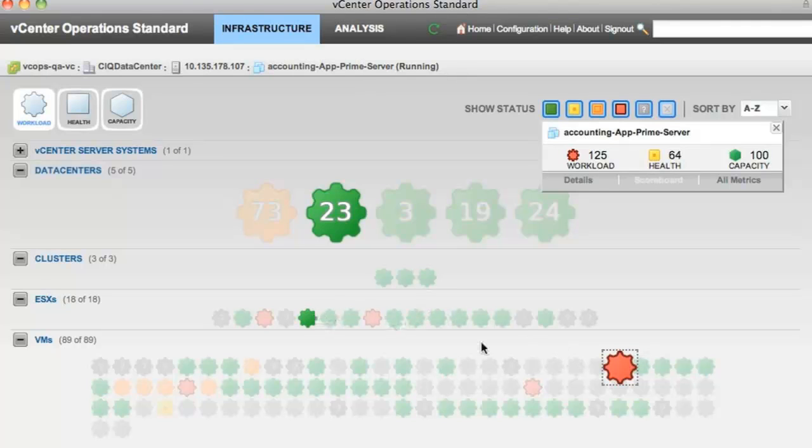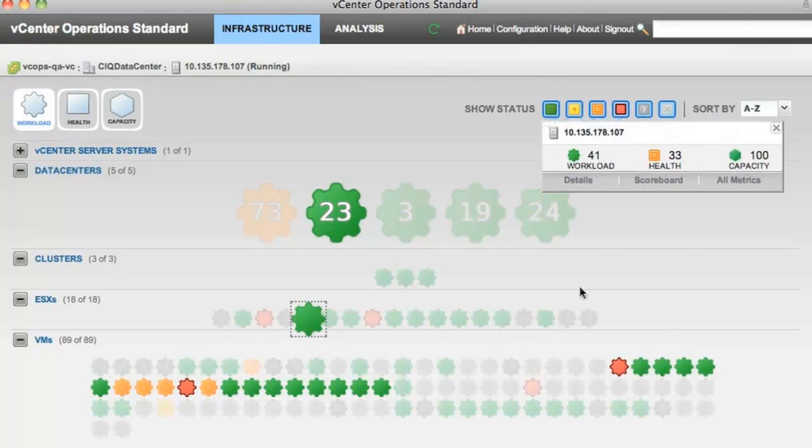You'll also notice something else happened. When I selected my object, a few other objects were selected and all the other objects were dimmed. These other objects that are highlighted are objects that are related to my object. In particular, this ESX here is running my VM, and that ESX is part of this data center.